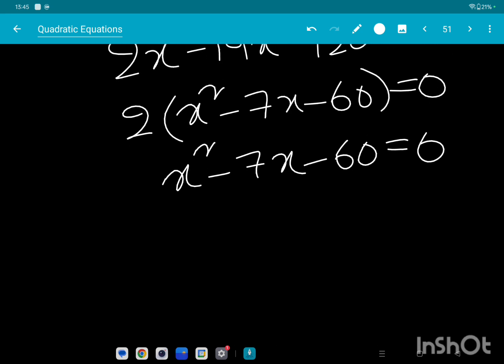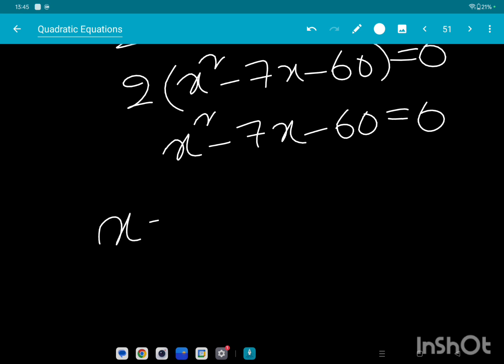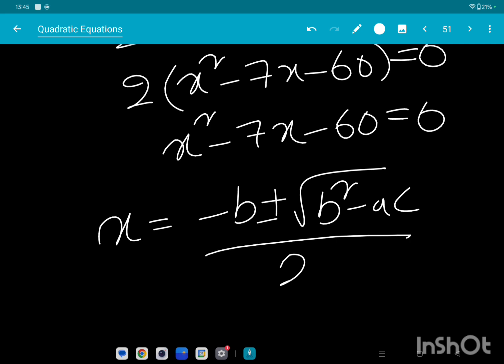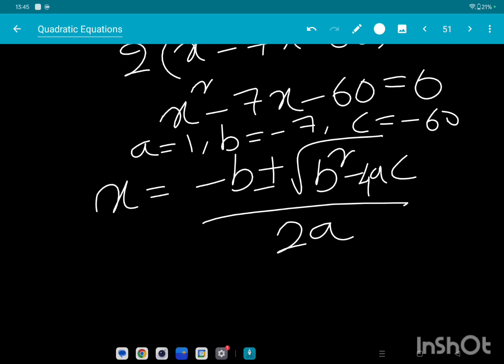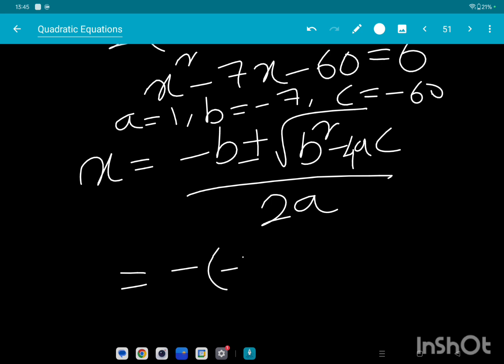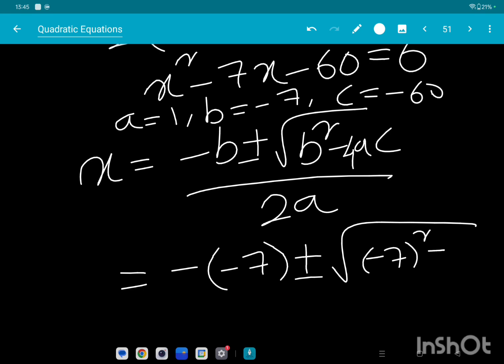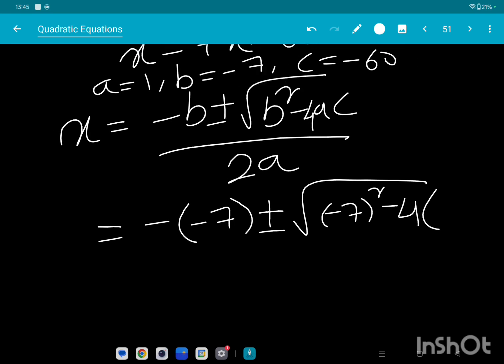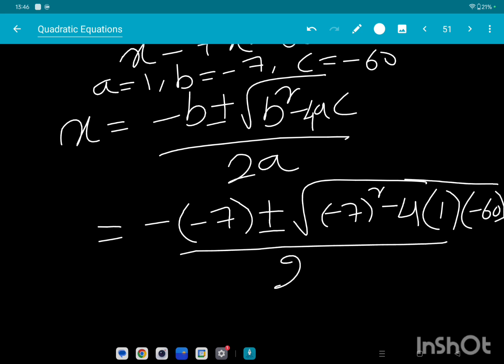Now we need to find the roots. How can we find the roots? We have the formula: x is equal to minus b plus or minus root of b square minus 4ac by 2a. Right? So we will write the values here. What is the a value here? 1. The b value is minus 7 and the c value is minus 60. Now substitute this in the formula. Minus b means minus of minus 7, plus or minus root of, what is b square here? Minus 7 whole square minus 4 into a value 1, c value minus 60, divided by 2 times a, which is 1.